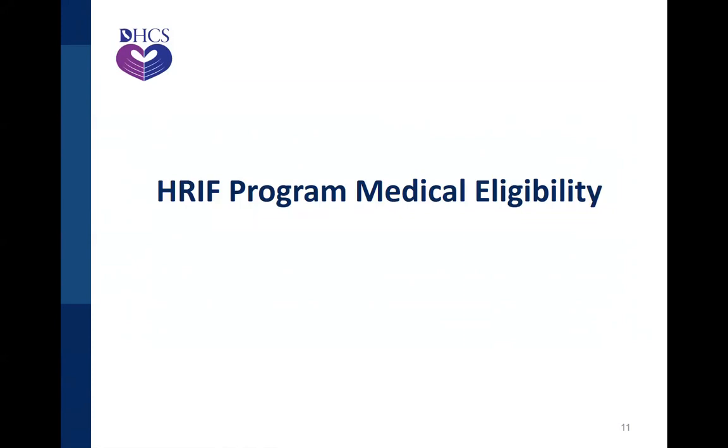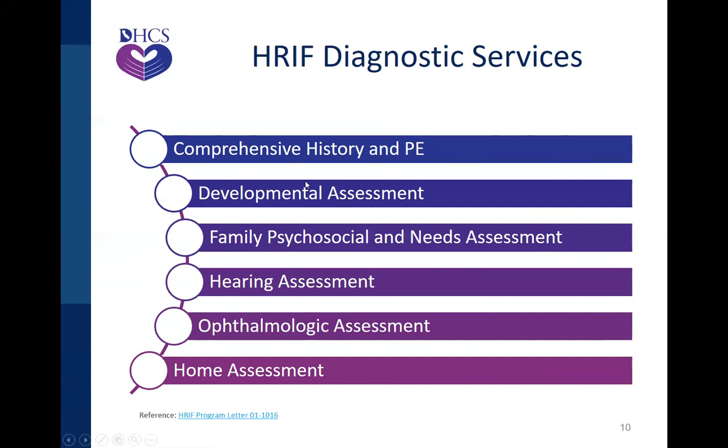So that's what I was explaining. If you look at the HRIF program letter, it says that the following assessments have to be performed. Depending on what needs to be performed, you have to follow the guidelines on hearing assessment and eye assessment. If those are deemed to be required at that point in time, then the individual who has to perform that assessment has to be present. But the basic individual who has to be present is the one who performs the comprehensive history, physical exam, the developmental assessment, and the family psychosocial assessment.